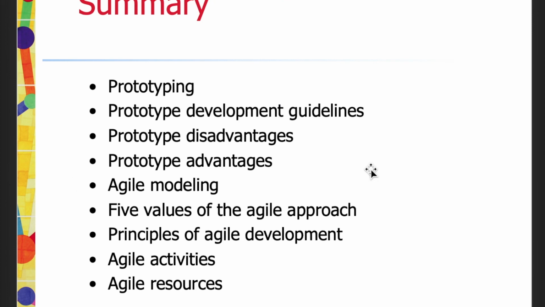Let's have a short summary of what we have covered in this chapter. We have covered prototyping, prototype development guidelines, some short guidelines, prototype disadvantages and advantages, agile modeling, 5 values of the agile approach, principles of agile development, agile activities, and lastly, agile resources.